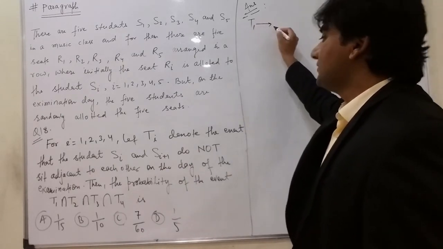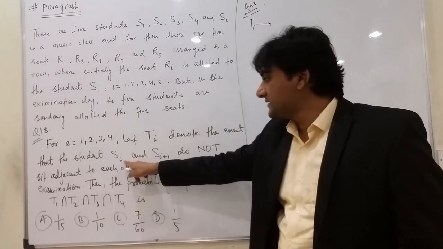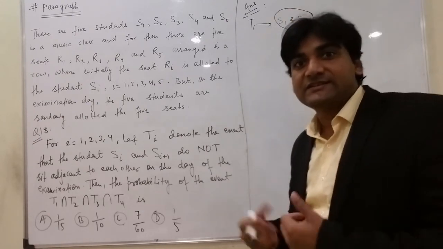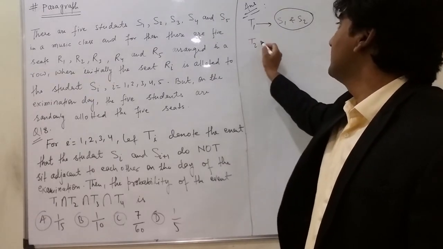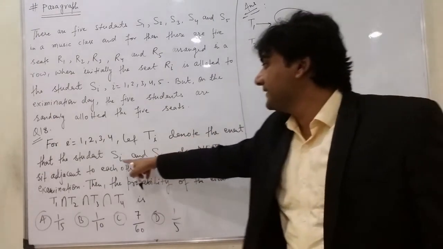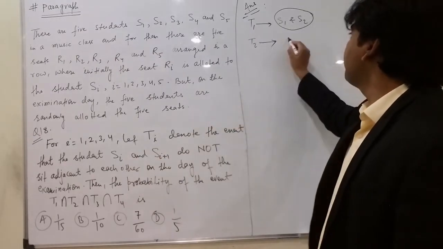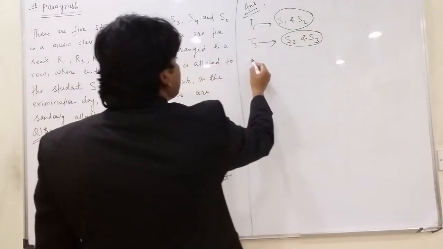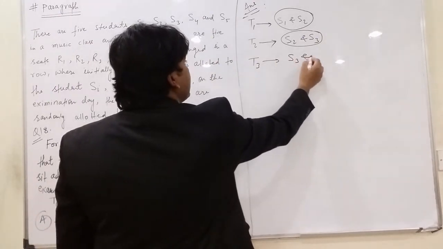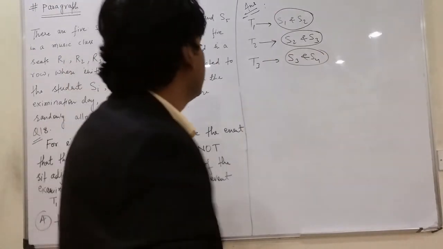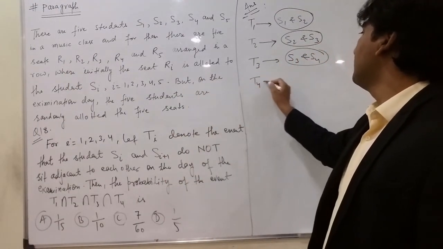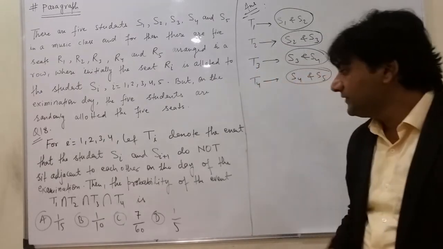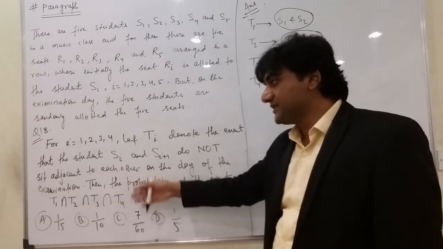So T1 is related to S1. If you put i equals 1, S1 and S2. T1 is related to S1 and S2. I mean S1 and S2 cannot sit adjacently. Then T2. T2 means S2 and S3. If i is 2, then 2 plus 1 is 3. S2 and S3 also cannot sit adjacently. Then T3 means S3 and S4 cannot sit adjacently. Then T4 means S4 and S5 cannot sit adjacently. Okay. Now we need to find the probability of the event T1 intersection T2 intersection T3 intersection T4.